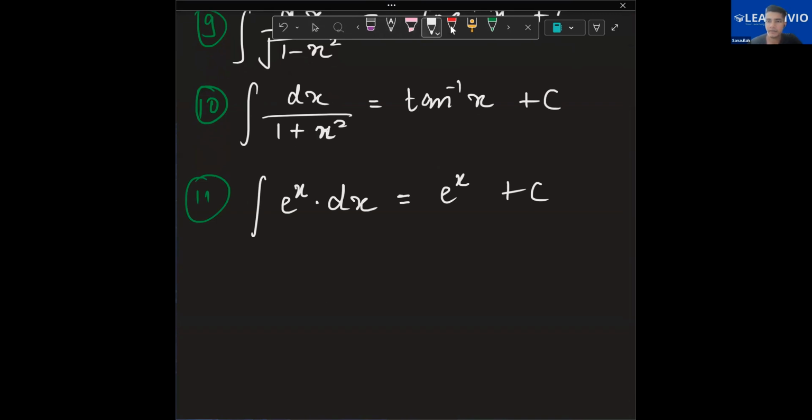Okay, let's take an example. If I want to calculate e power 2x dx, then what will be its integral? Anyone tell me? What will be its integral? Sir, e power 2x by 2 plus c.